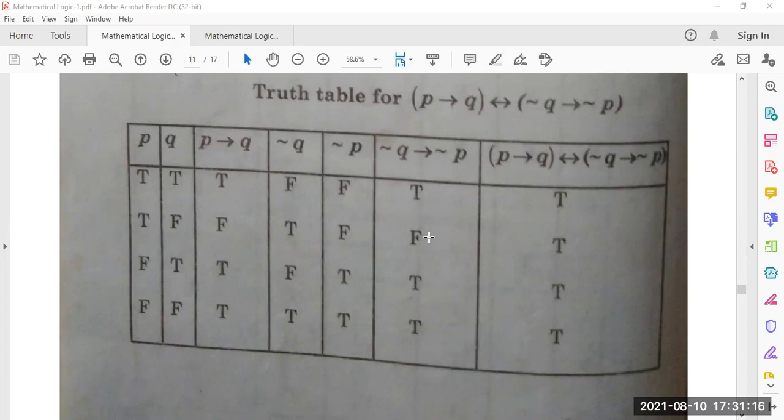So here by implication all those are coming as true. Yes, sir. TTT, FFT, TTT, TTT. Right. Yes, sir. Now look at here.